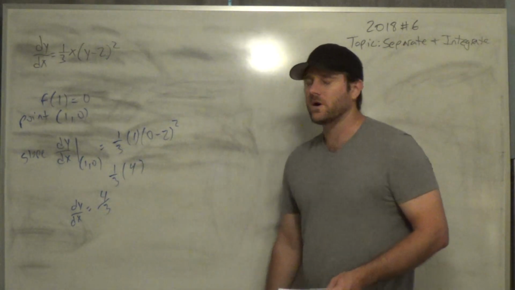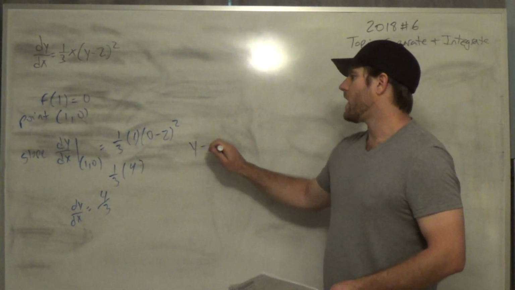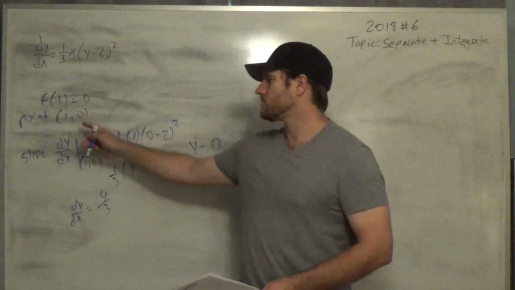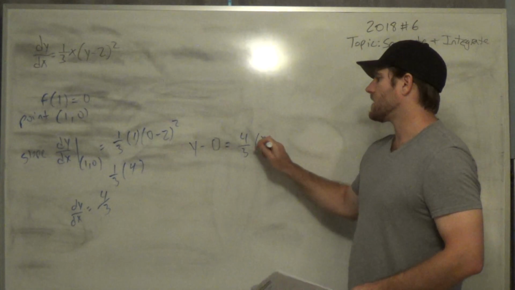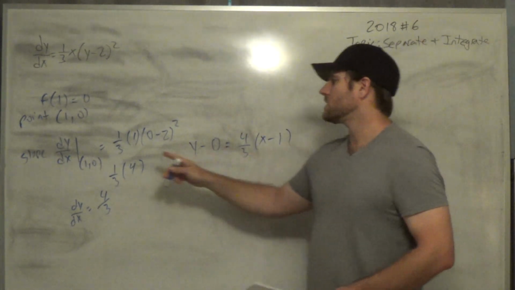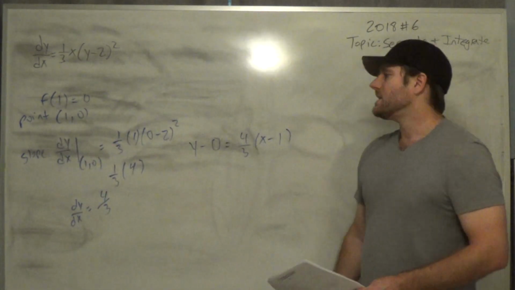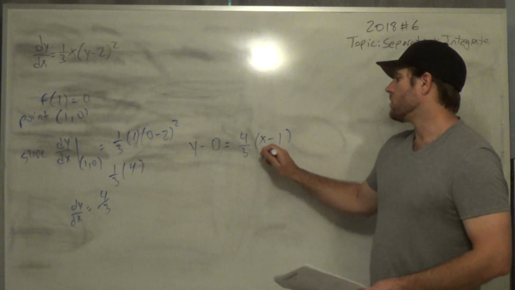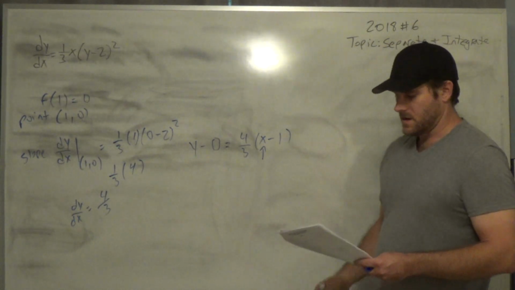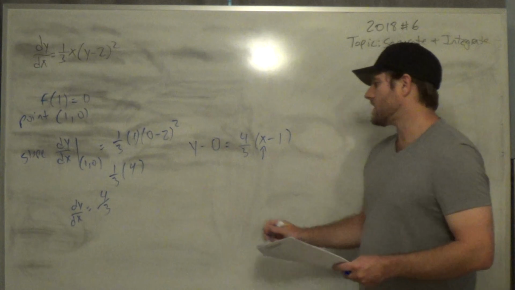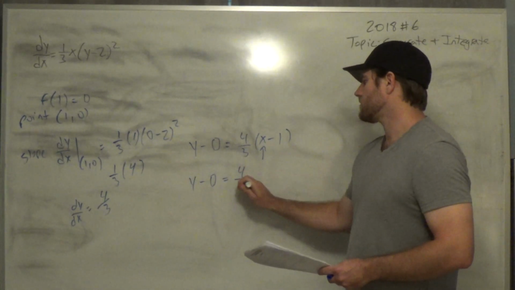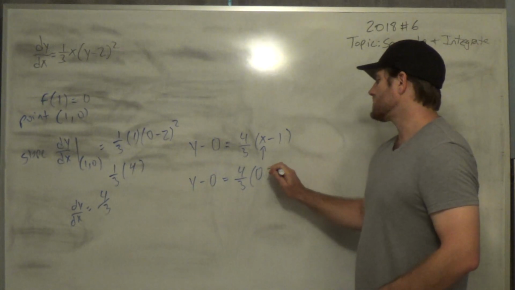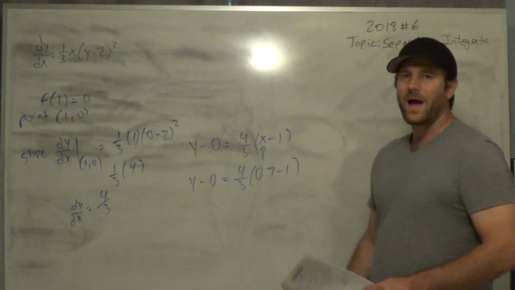All right, so now they want the equation of a tangent line. So y minus y1 equals m, that's the 4/3, and then x minus x1. And our x1 is a 1. And now they want to know, well, what happens when x is 0.7? So we just put a 0.7 in here. And now we have to get y by itself.